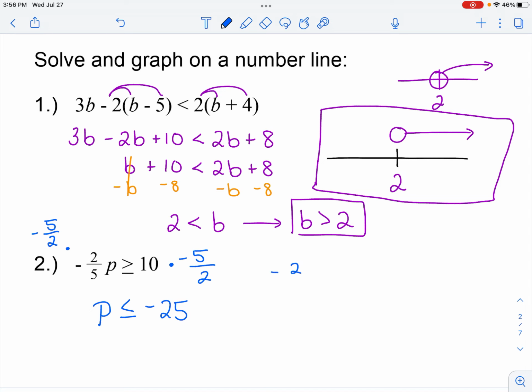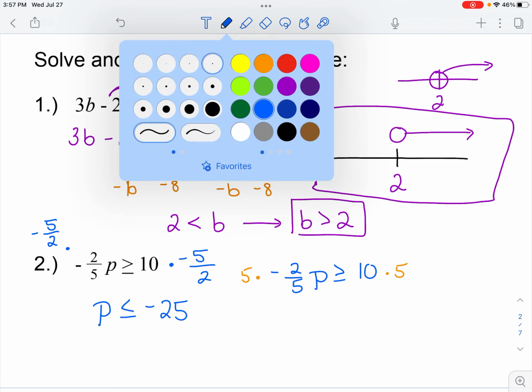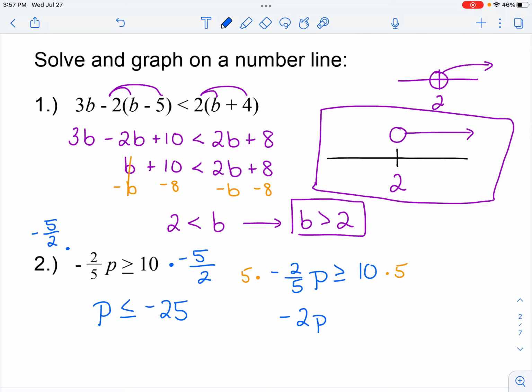Okay. Now I could have done that in steps if I wanted. If I go back to the original, negative 2 over 5p is greater than or equal to 10. My alternative work is this. I could have done, okay, times 5. And that would have given me negative 2p is greater than or equal to 50.